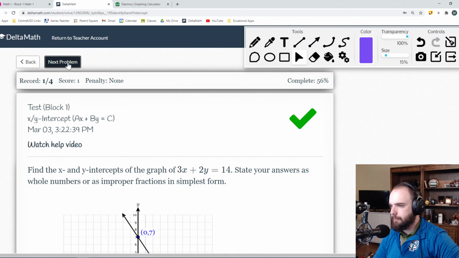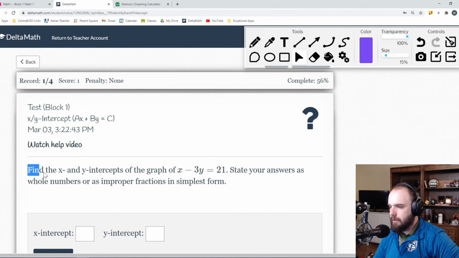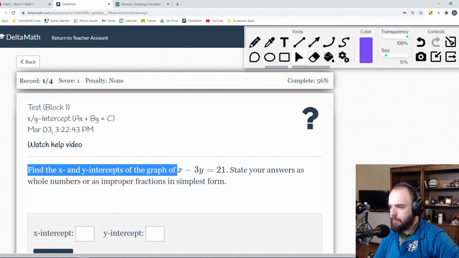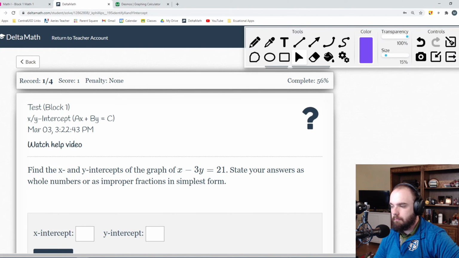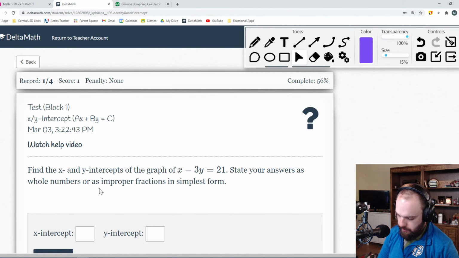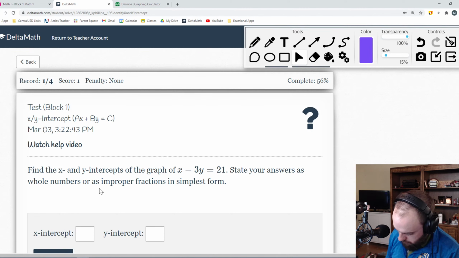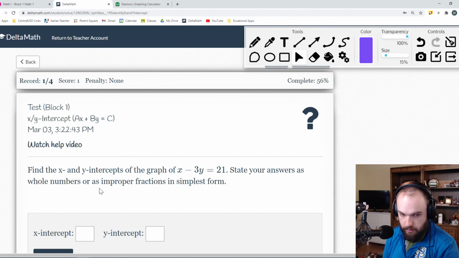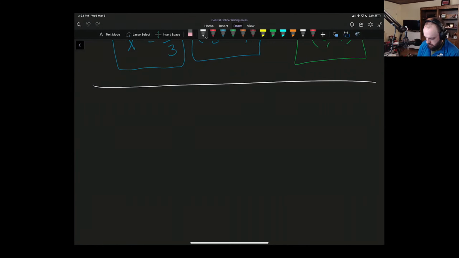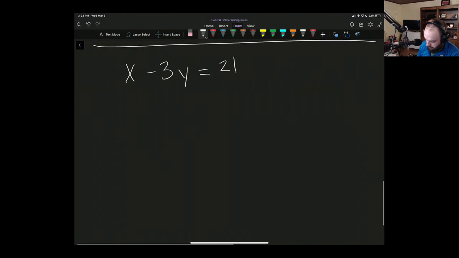We're going to do more. All right, so same idea, right? We're trying to find the x and y-intercepts of the graph for x minus 3y equals 21. State your answer as a whole number or as an improper fraction. So let's go ahead. I'm going to bring this down. We got the equation x minus 3y equals 21. You want to state your answer as an improper fraction. Okay, so again, remember, we're just trying to find our x and y-intercept.